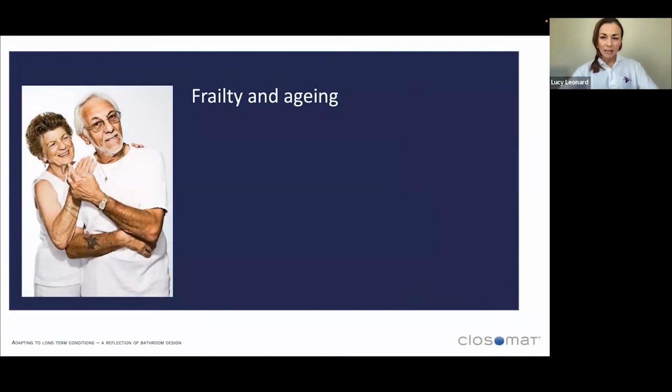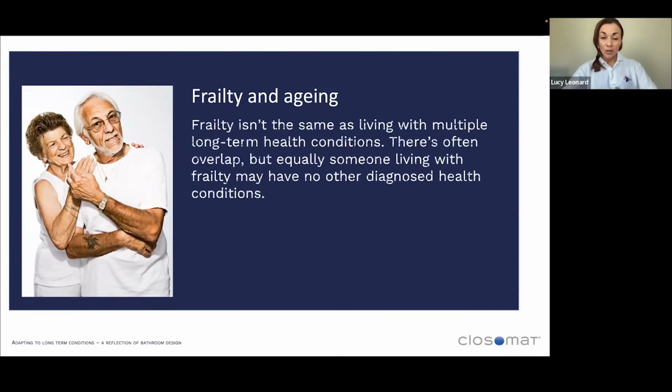Sitting outside of the definition of a long-term condition is frailty and aging. I think it's really important just to touch on the aging process, because if we're thinking about long-term, hopefully we all get older, and as we get older, things change. So I just wanted to touch on frailty. Frailty isn't actually the same thing as living with multiple long-term conditions. Sometimes there is an overlap, but equally somebody living with frailty might not have any other diagnosed health conditions.